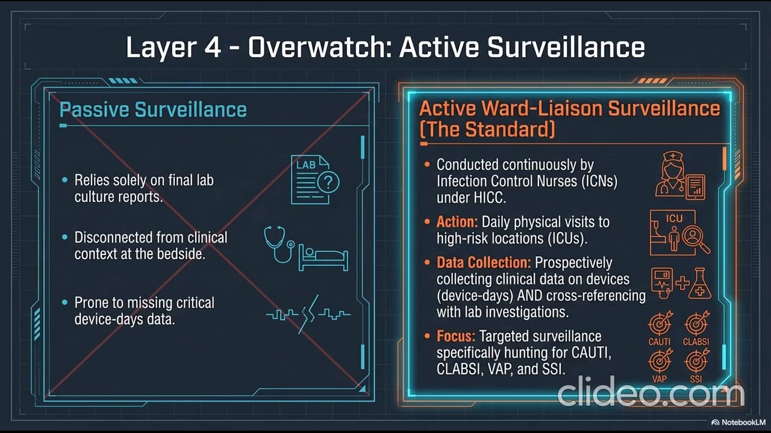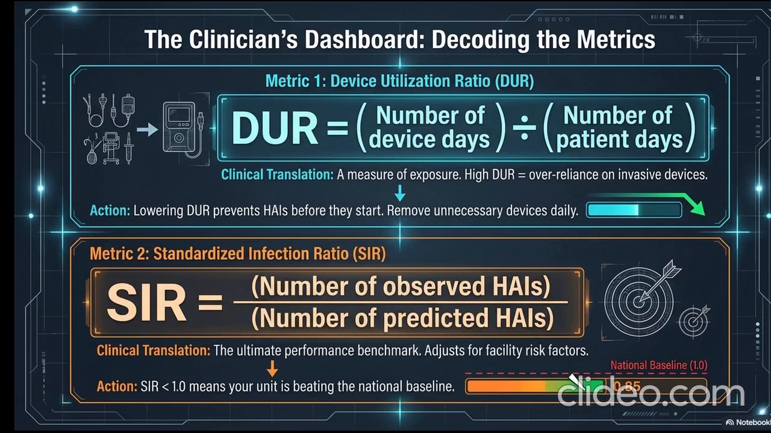To decode our performance, we use the clinician's dashboard to track 2 primary metrics, DUR and SIR. The device utilization ratio, DUR, measures exposure by dividing device days by patient days, where a high DUR warns of over-reliance on invasive devices. The standardized infection ratio, SIR, compares observed infections to predicted infections based on national baselines. An SIR under 1.0 indicates the unit is successfully beating the national average.